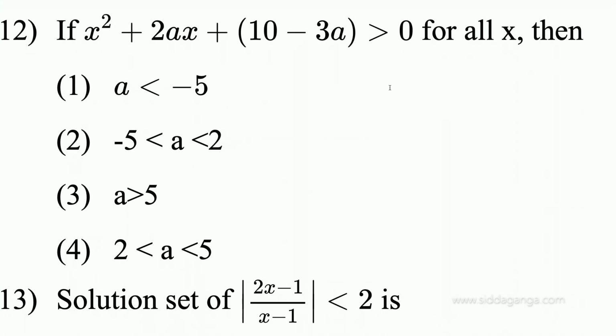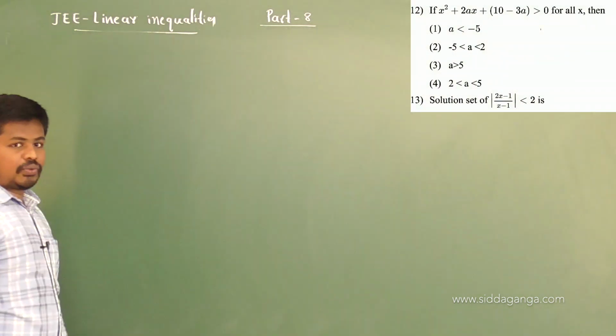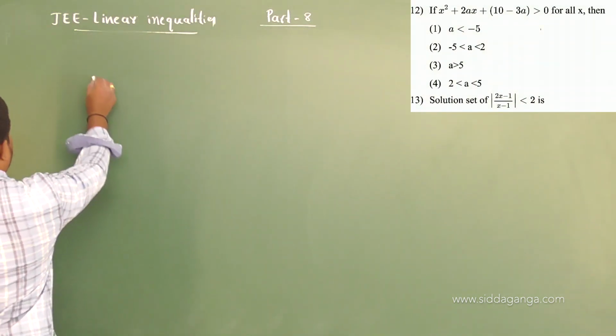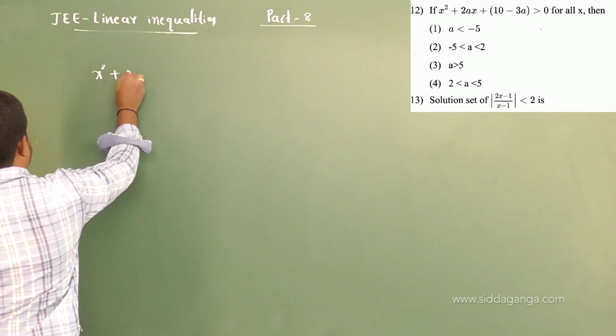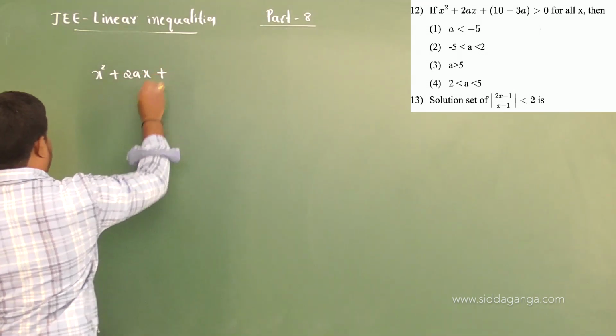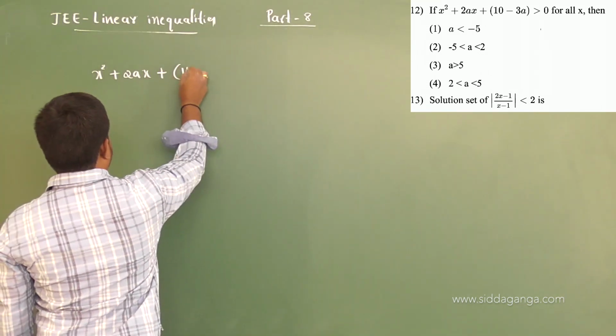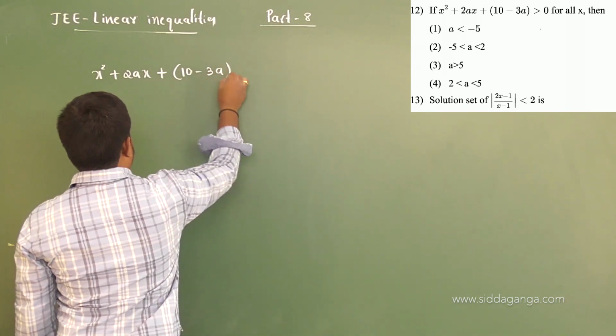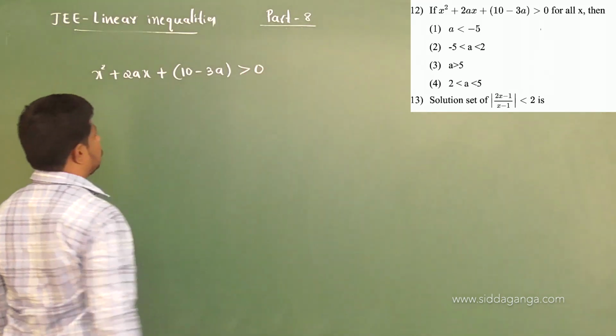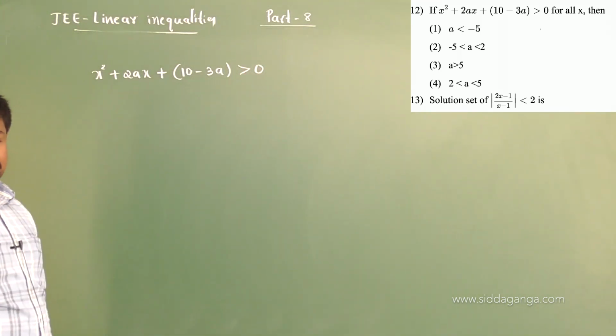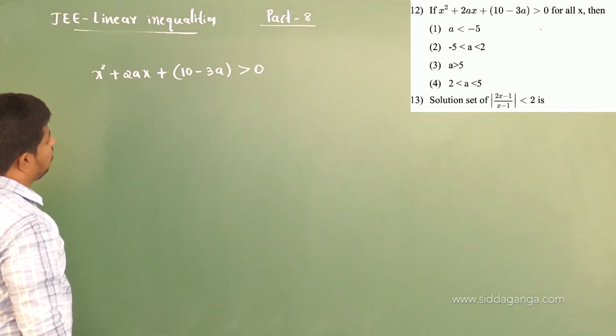Okay, let me move to question number 12. x square plus 2x plus 10 minus 3a greater than 0 for all x. Once again we have a quadratic polynomial, that is x square plus 2x plus 10 minus 3a is greater than 0, right? For all real values of x.